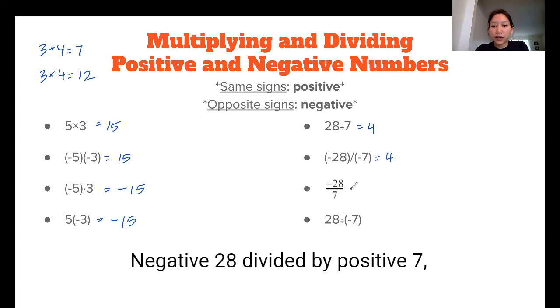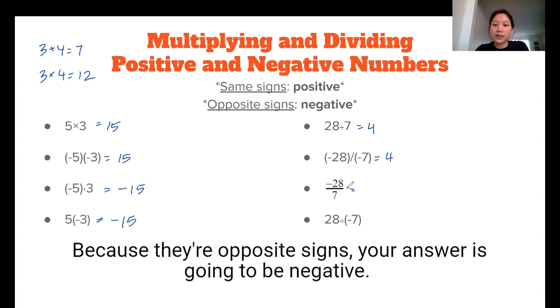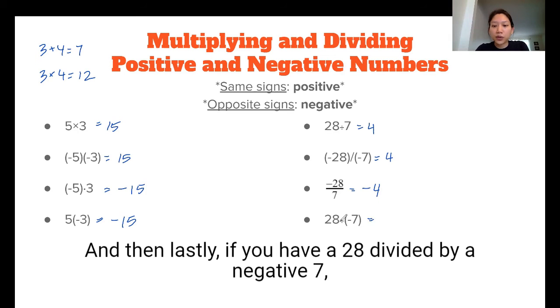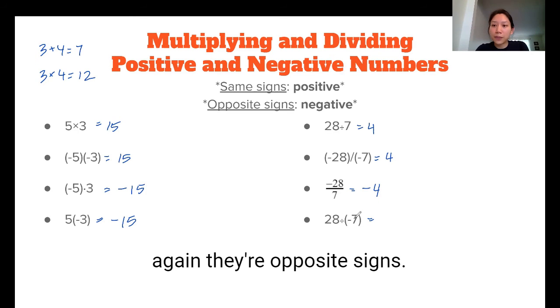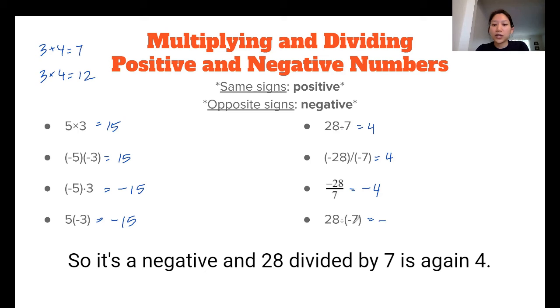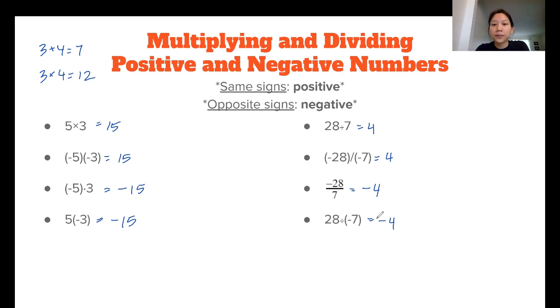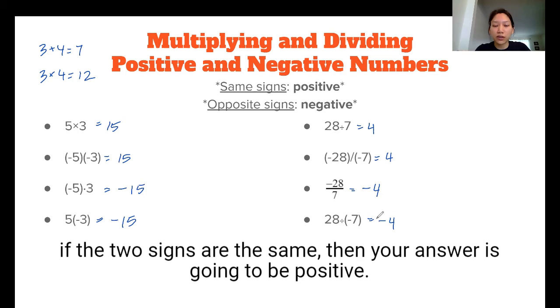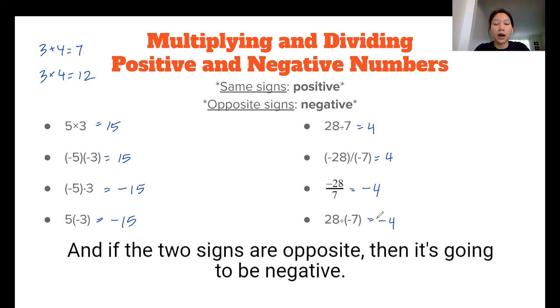Negative 28 divided by positive 7, because they're opposite signs, your answer is going to be negative. And then again, 28 divided by 7 is 4. And then lastly, if you have 28 divided by negative 7, again, they're opposite signs, so it's a negative, and 28 divided by 7 is again 4. So basically, when you're multiplying and dividing, if the two signs are the same, then your answer is going to be positive, and if the two signs are opposite, then it's going to be negative.